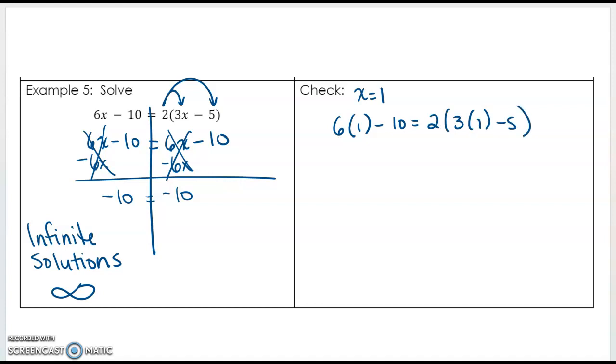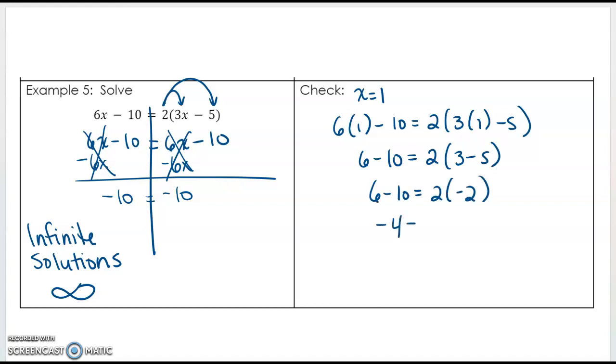We do inside the parentheses first. 6 times 1 is 6. 3 times 1 is 3. 3 minus 5 is negative 2. And so negative 4 equals negative 4. This equation will always balance. It will always check. We could put any solution we wanted to in there.